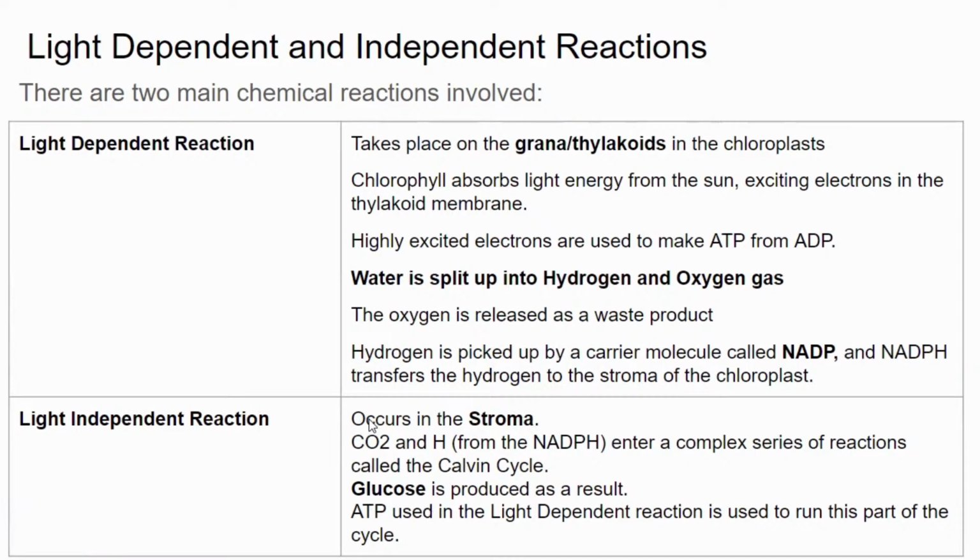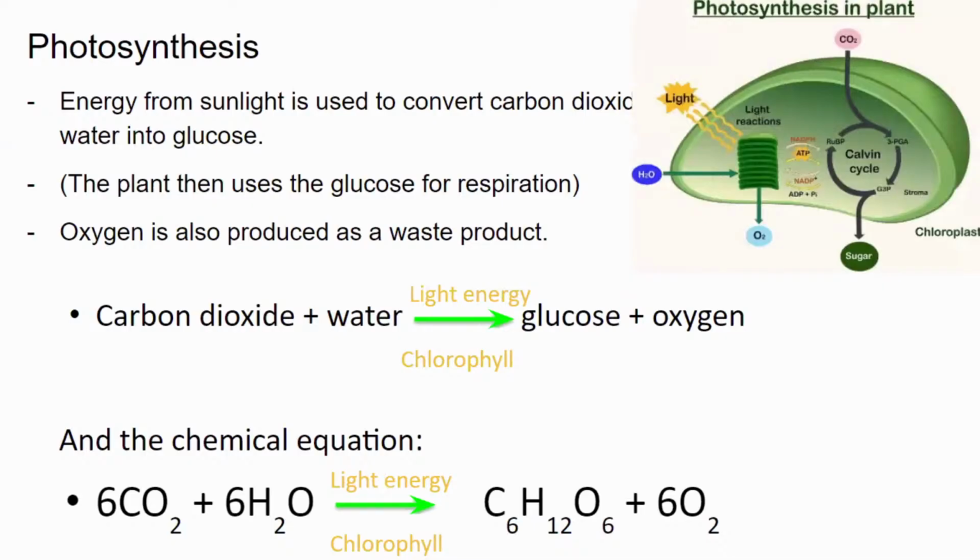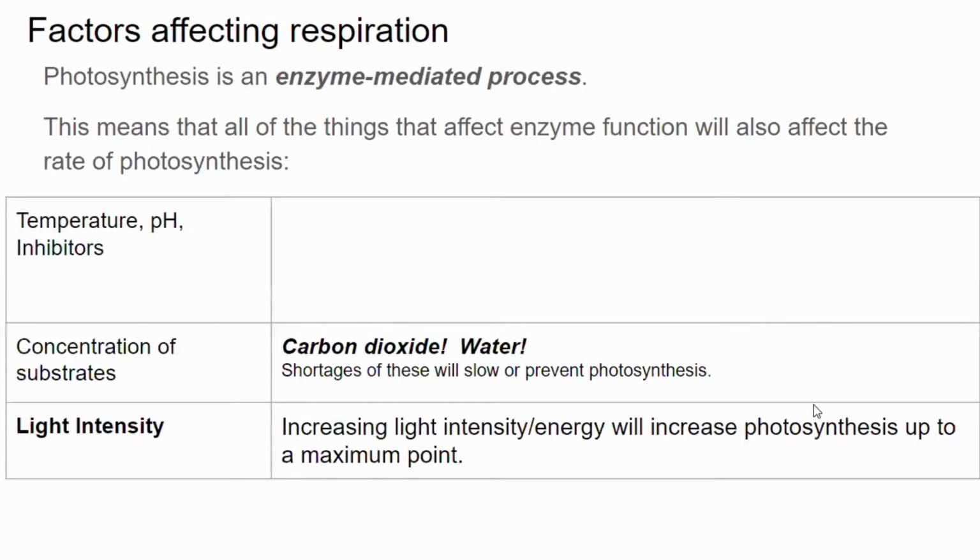So the light-independent reaction requires the carbon dioxide that plants take in, and they combine it with the hydrogen from the water. ATP created in the light-dependent reaction is used to run this part of the cycle. So it runs the light-independent reaction. So the carbon dioxide and hydrogen are combined to create our glucose, which is our C6H12O6. So again, photosynthesis, many enzymes involved in this process.